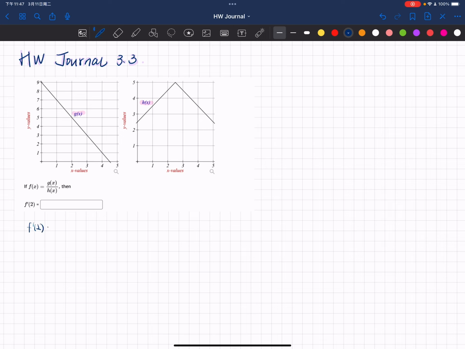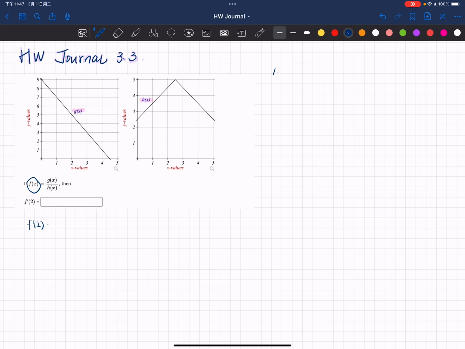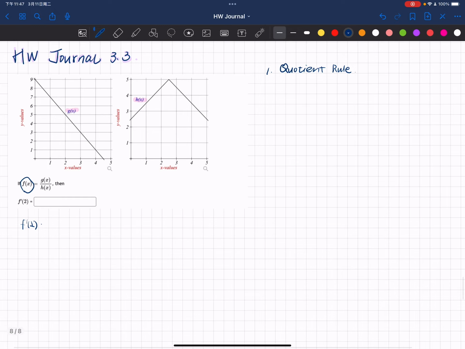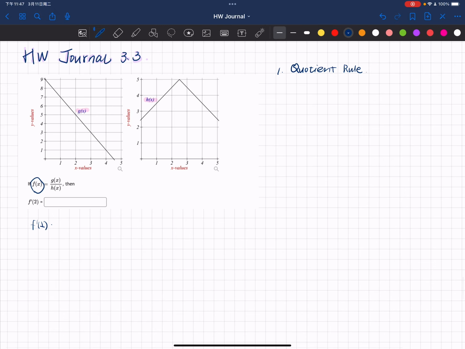And from the given function right here, the first thing we have to notice is that we have to use the quotient rule for this problem. So as a reminder, let's review the quotient rule one more time.